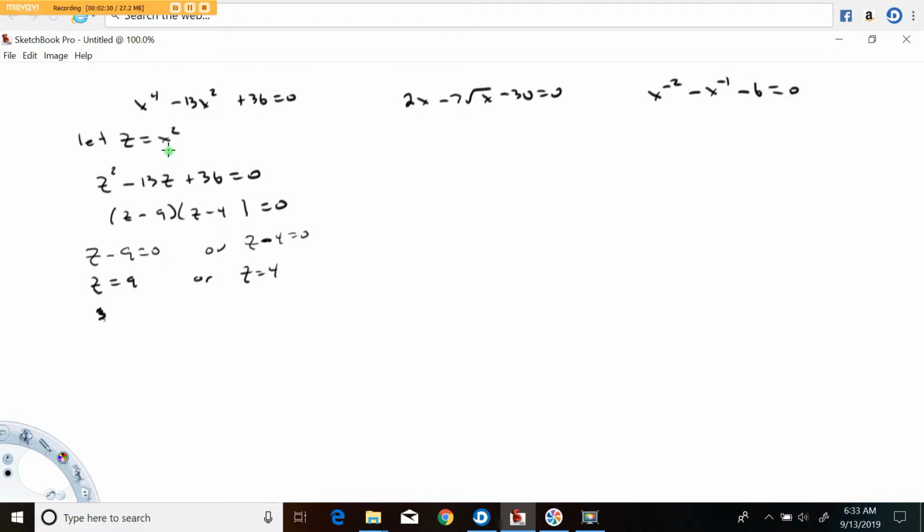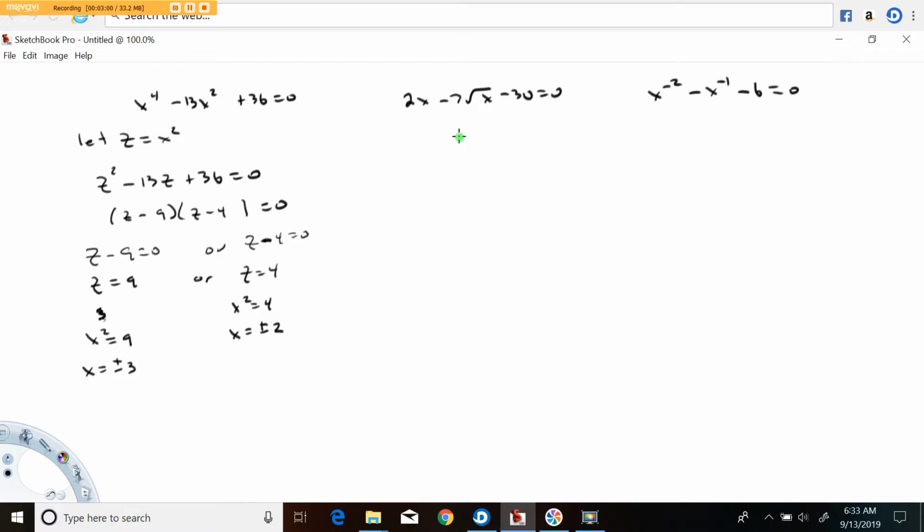So remember, z is equal to x squared, so this equation becomes x squared equals 9, and this has two solutions. x could be plus or minus 3. This one is going to be x squared equals 4. This has two solutions. x could be plus or minus 2. And here are our 4 solutions, and this problem is done. You could check them by taking any one of these and plugging it in for x here and making sure you get 0.